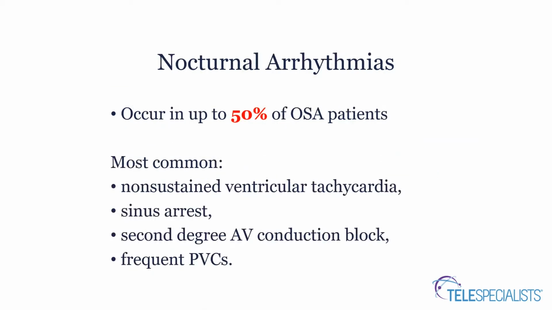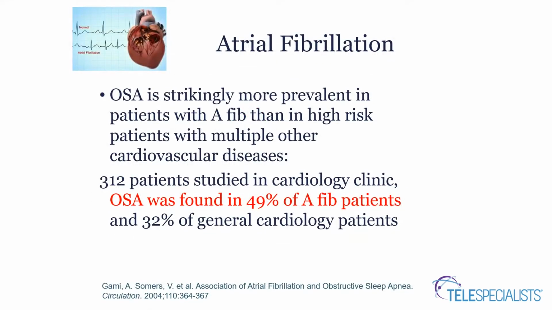I'm just speeding through. Okay, so nocturnal arrhythmias. We talked a little bit about the strain on the heart, the impact on the heart. And we know that up to half of sleep apnea patients can have nocturnal arrhythmias. The most common ones are non-sustained VTach, sinus arrest, second-degree AV conduction block, and PVCs. I want to talk more about atrial fibrillation. So sleep apnea is strikingly more prevalent in patients with AFib than in high-risk patients with multiple other cardiovascular diseases. It's so common in AFib patients, and developing AFib is so common in sleep apnea patients.